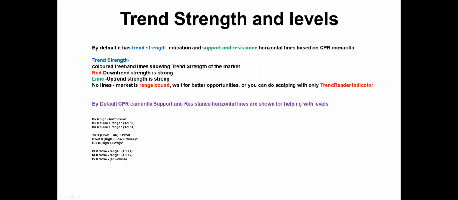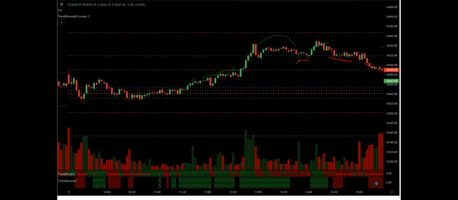Then we have come up with a new thing: a default CPR and Camarilla, like support and resistance horizontal lines, which help users with the levels where they can take some decision, right? So let me quickly go through here. This is how the final chart will look after loading all these three indicators.